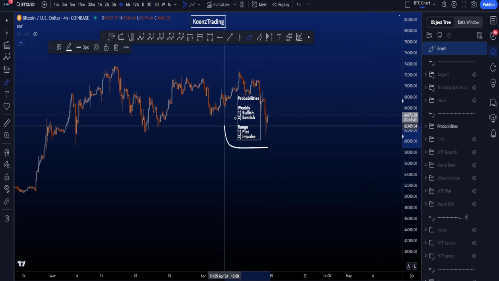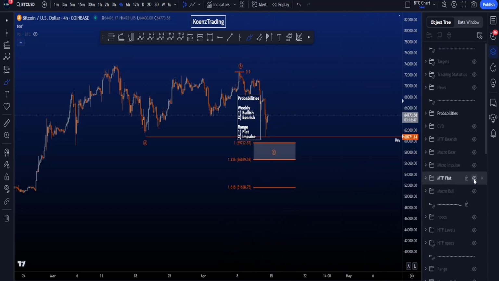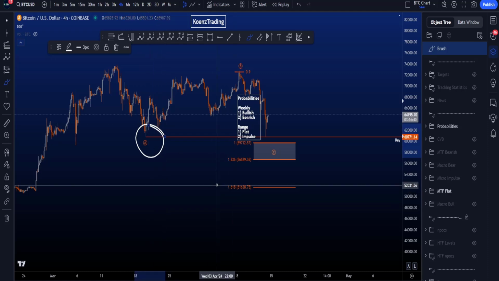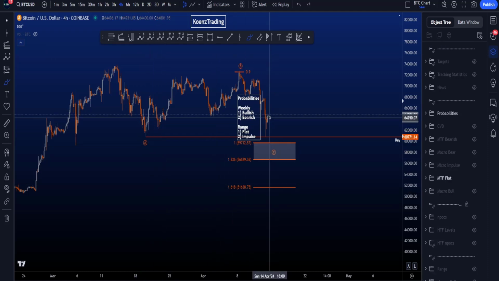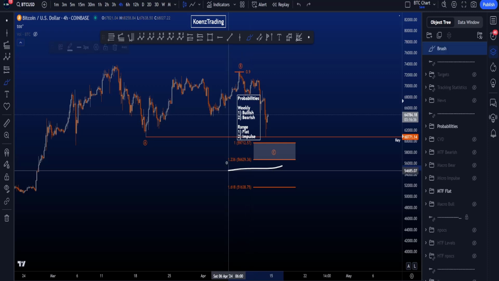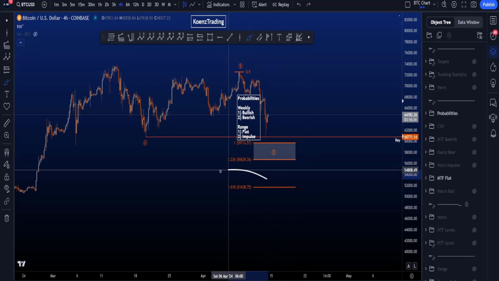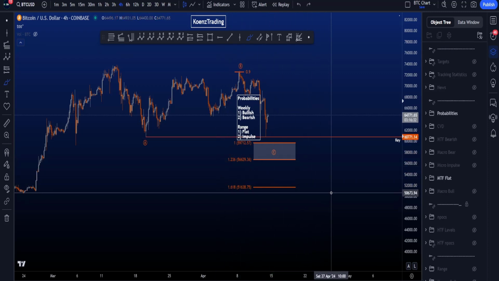Now, in this local range, the probabilities at the moment are highest for a regular flat scenario, where B is in. We're looking for a wave C, preferably also on this chart, moving below wave A, looking for at least another 5 towards the downside to hit the target area of C, or potentially the extension target.